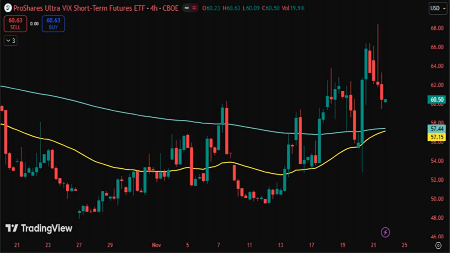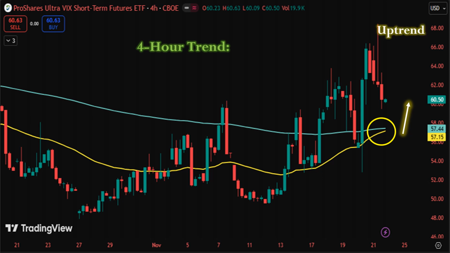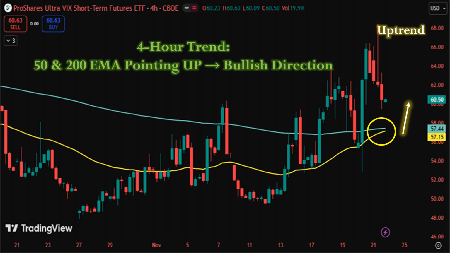An example is in this UVXY chart. We start with the 4-hour time frame using the 50 and 200 EMAs to confirm the trend direction. And here you can see that both the 50 and 200 EMAs point upwards and price is currently above the EMAs. This confirms an upward trend and a strong bullish direction of the market. So now you're clear on the market's direction. And next thing is to look for trading opportunities by zooming in to find a potential entry zone where price might retrace or bounce on the medium time frame.